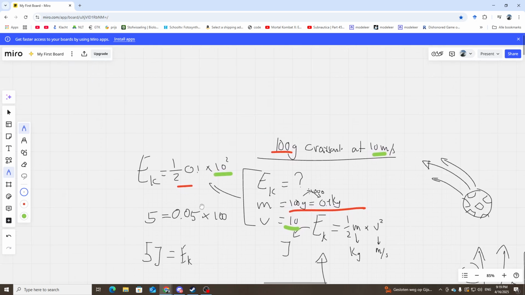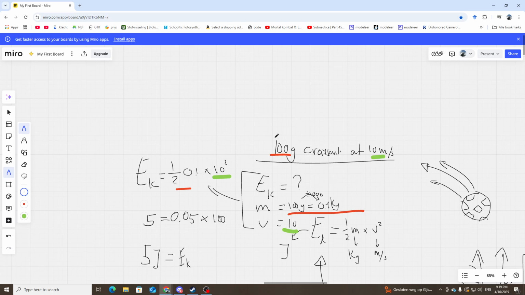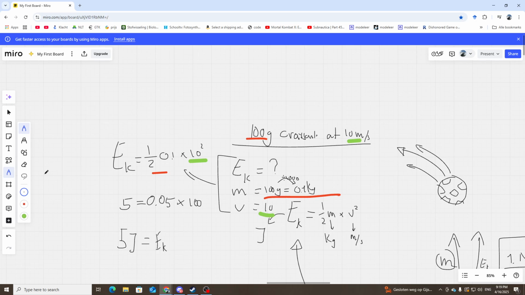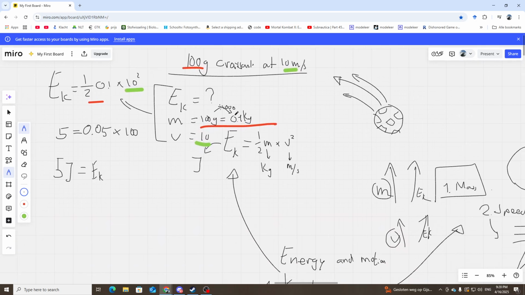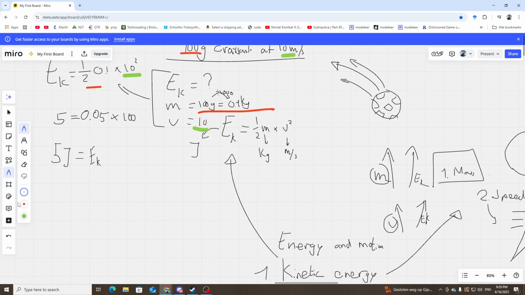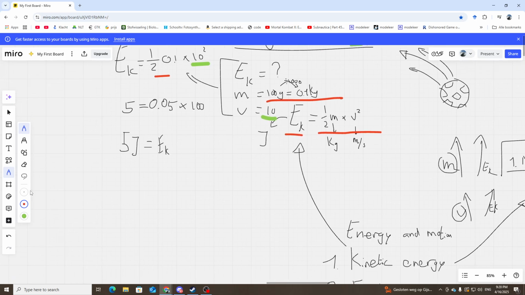Yeah, that is an example calculation. Make sure that you convert your grams into kilograms. That's usually a step that is overlooked. Okay? So make sure that those units align. So this formula is quite simple, right? We just have half m times v squared.